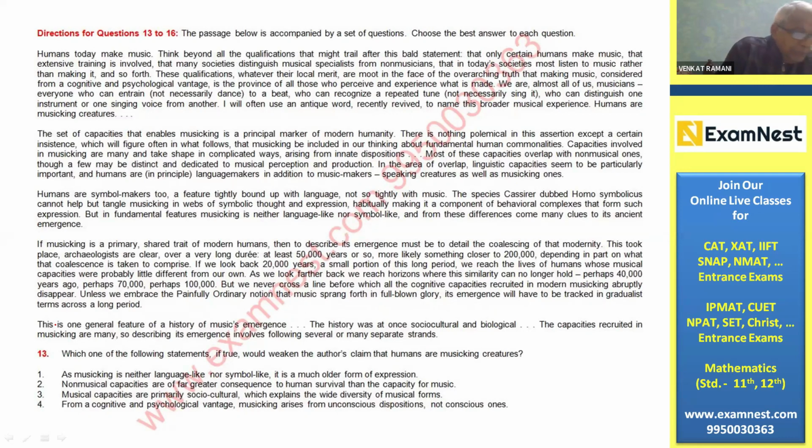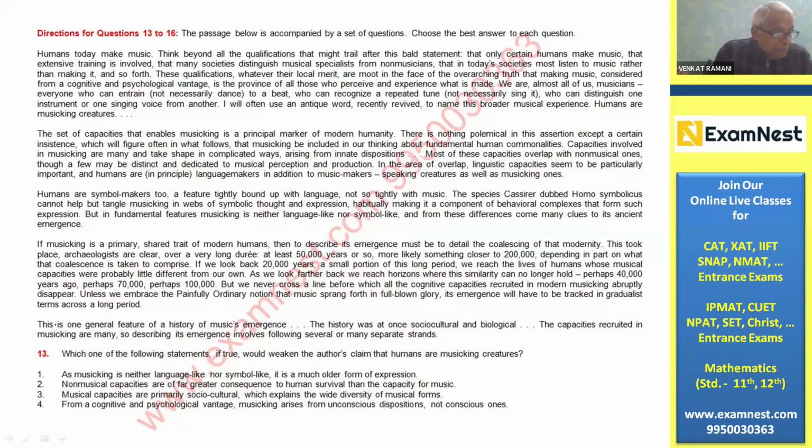This is about music and how human beings love music, make music, and are devoted to music. And of course, the key words in the passage are humans, musicking, linguistic capacities, symbol making, modern humanity. They are all key words in the passage. He says that 20,000 years ago, the musical abilities were quite similar to what they are today. He talks about musical capacities with human beings and their qualifications.